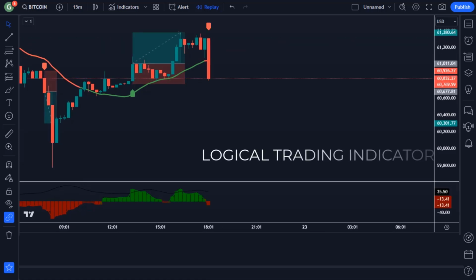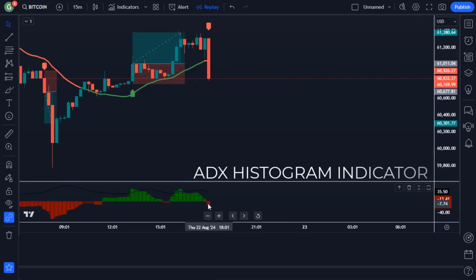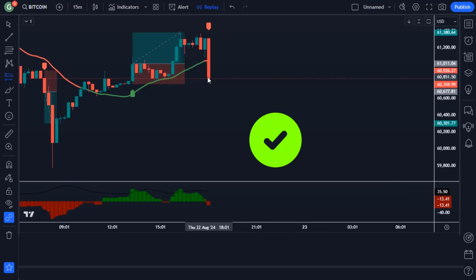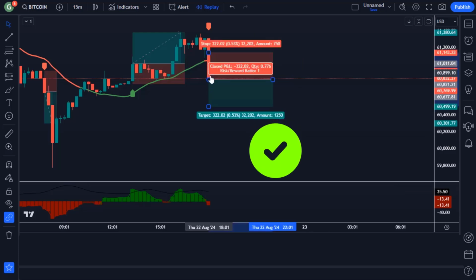Here, the logical trading indicator gives us a sell signal. Here, the ADX histogram with DI lines shows a red histogram. Here, the market has made a bearish candle to give confirmation. So all our conditions are being fulfilled, so we are placing an order to sell.